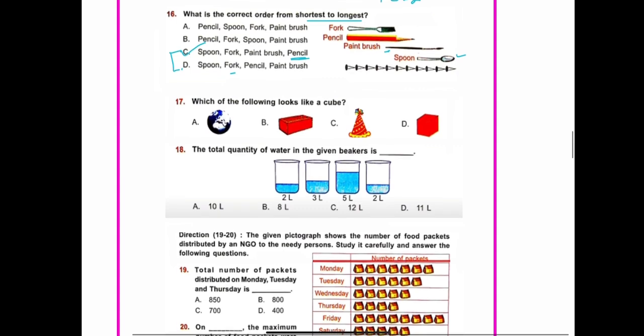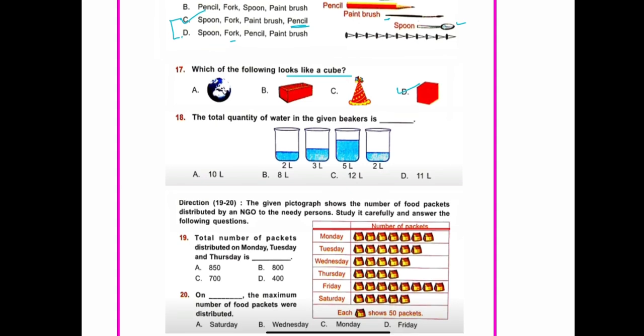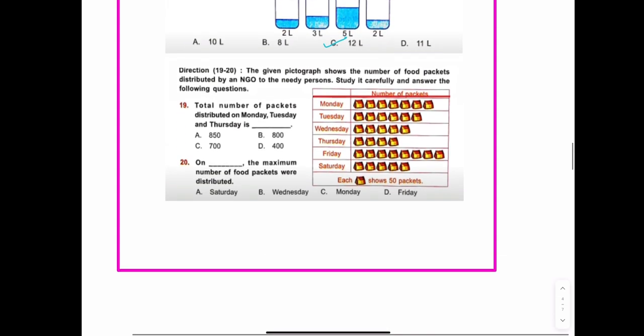Question 17. Which of the following looks like a cube? And yes, option D, it looks like a cube. The total quantity of water in the given beakers is, okay, these are the 4 beakers and their quantity is given. Simply add all these values, like 2 plus 3 is 5, plus 5 is 10, plus 2 is 12. So option C is correct.